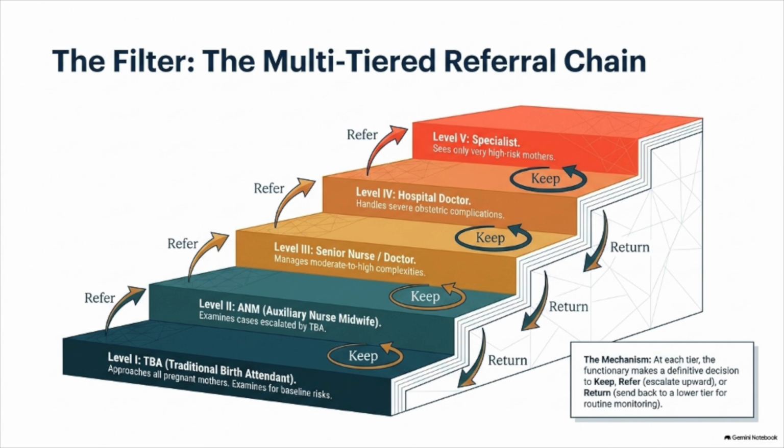At level 1, the traditional birth attendant approaches all pregnant mothers and examines them for baseline risks. At level 2, the auxiliary nurse midwife examines cases escalated by the traditional birth attendant. At level 3, the senior nurse or doctor manages moderate to high complexities. At level 4, the hospital doctor handles severe obstetric complications. And at level 5, the specialist sees only very high risk mothers. At each tier, the functionary makes a definitive decision to keep the case, refer it upward, or return it to a lower tier for routine monitoring.